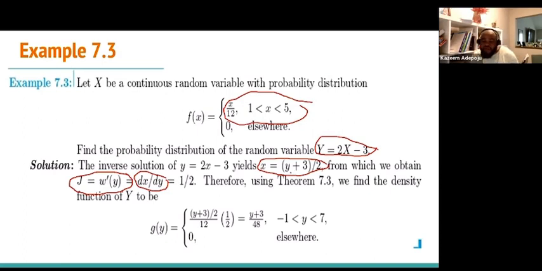You don't need the Jacobian in discrete. When we were doing the discrete case the other time for the method of transformation, we did not need the Jacobian. But in the case of continuous, whether for one variable or two variables or multi-variable, you basically need the Jacobian. Now we need the Jacobian, dx/dy, that's 1/2, right?